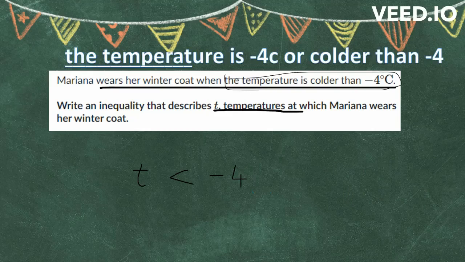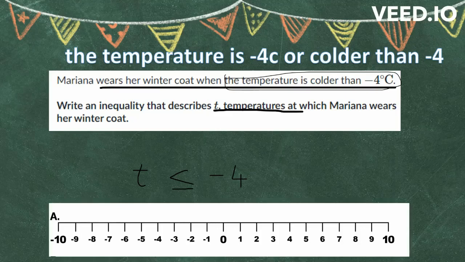Now what if I said the temperature is -4 or colder than -4, then she wears the coat. So when it is -4, she wears a coat. When it is less than -4, she wears a coat. So T will be less than or equal to -4.